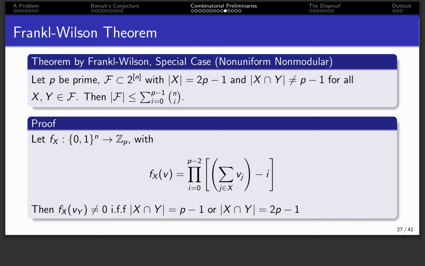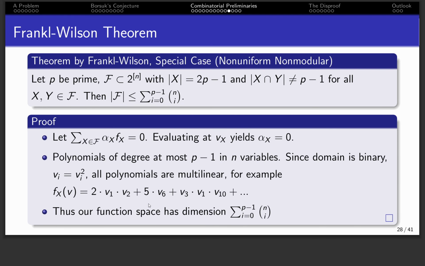So we have the statement: the polynomial of a set x, when taking the vector of a set y, is only nonzero if the intersection size is p minus 1, or the intersection size is 2p minus 1, and it's 0 otherwise. And since we've excluded the intersection size p minus 1 in our family, this can only happen if the intersection size is 2p minus 1. And this can only happen, since all of the sets have size 2p minus 1, if x and y are the same.